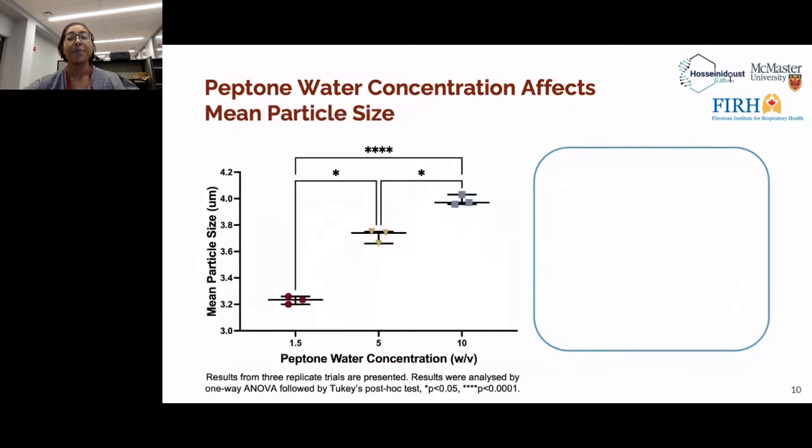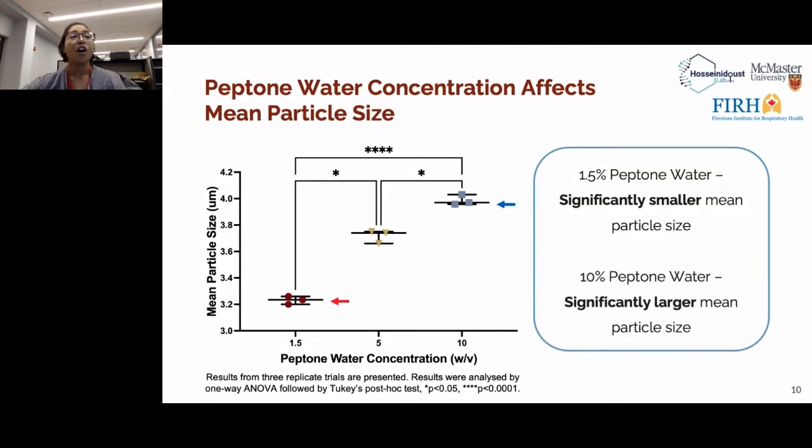Next, we examined the mean particle size of bacterial aerosols. On the graph, mean particle size is depicted on the y-axis with peptone water concentrations represented on the x-axis. As indicated by the red arrow, a 1.5% peptone solution produced bacterial aerosols with significantly smaller mean particle sizes. On the other hand, a 10% peptone solution indicated by the blue arrow produced bacterial aerosols with significantly larger mean particle sizes.